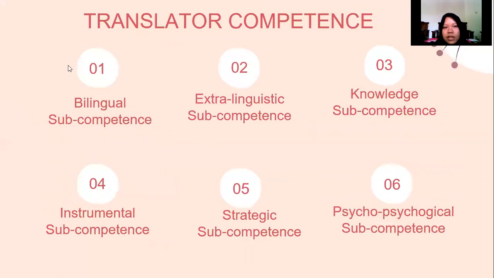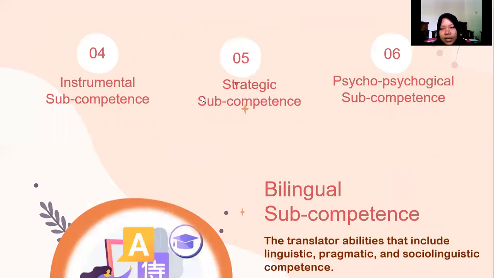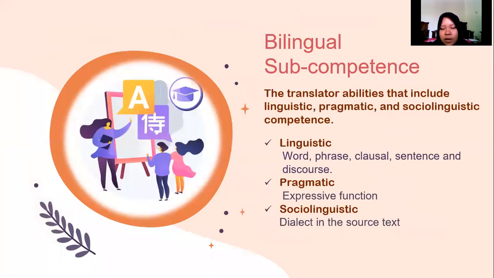Here are the 6 translator competences by PACTE. There are bilingual subcompetence, extra-linguistic competence, knowledge subcompetence, instrumental subcompetence, strategic subcompetence, and psychological subcompetence. The first one is bilingual subcompetence.